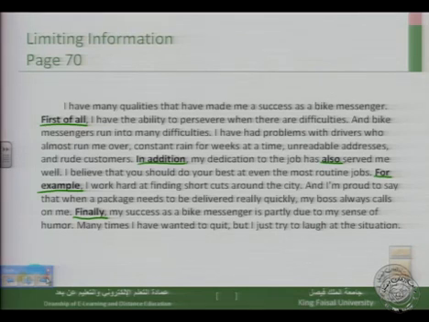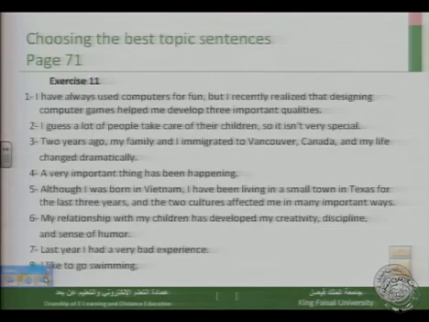So a paragraph like this shows you the way you can write about your accomplishments. You should look at this paragraph as a model for you to follow when you write your paragraphs. Let's move to the next slide.